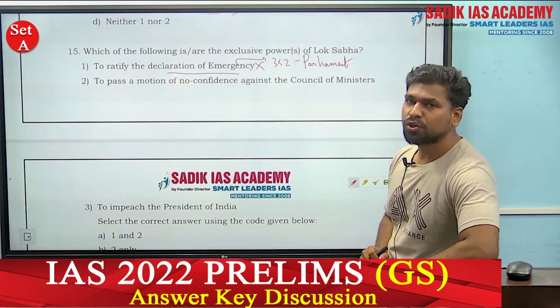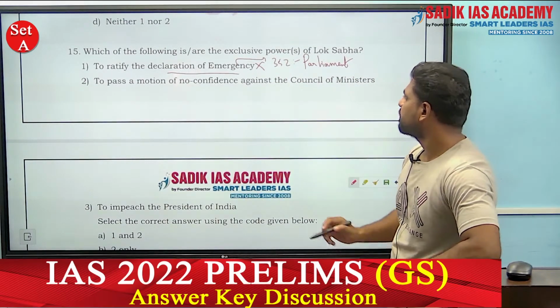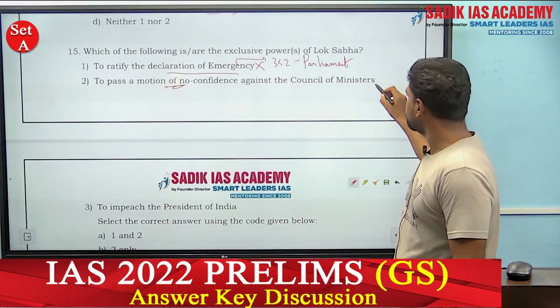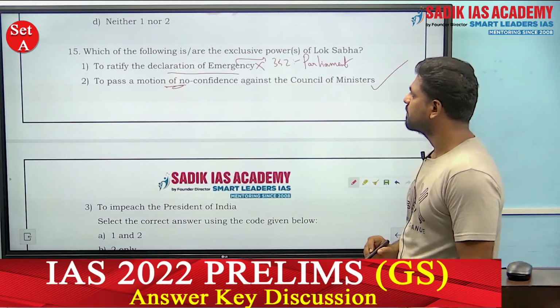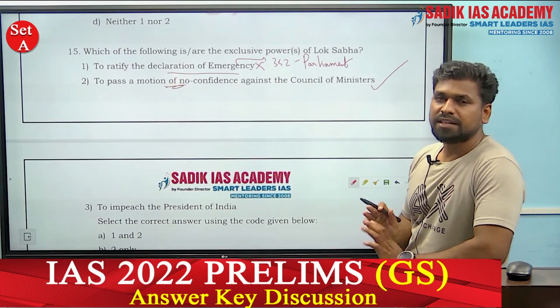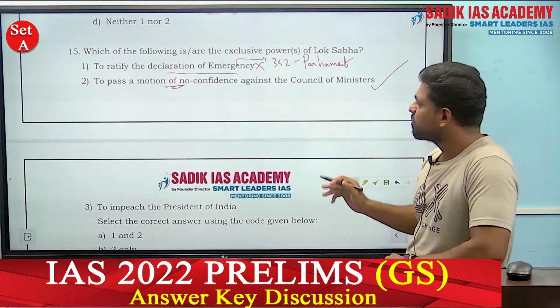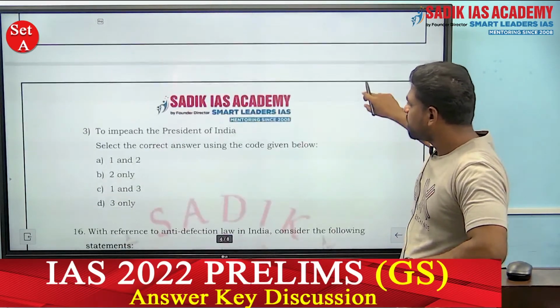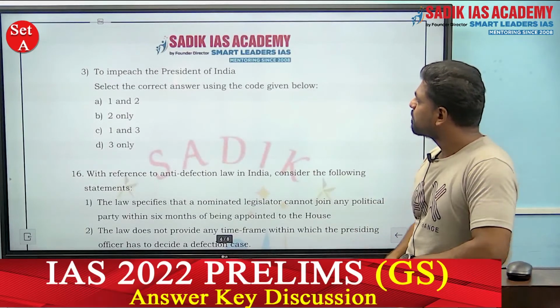What about statement number 2? To pass a motion of no confidence against the Council of Ministers. This statement is right because it is the exclusive privilege of the Lok Sabha, or the lower house. What about statement number 3? To impeach the President of India.